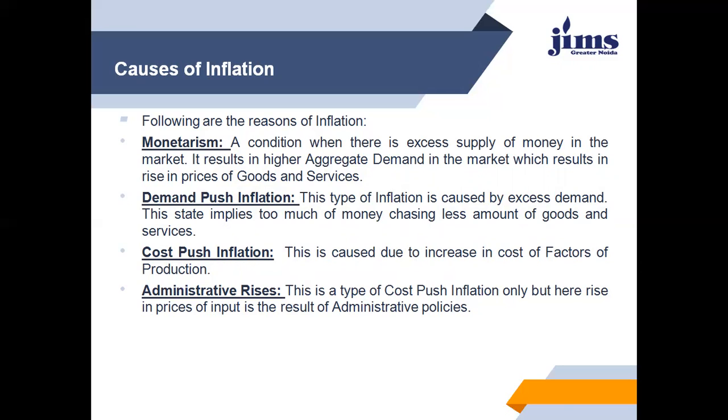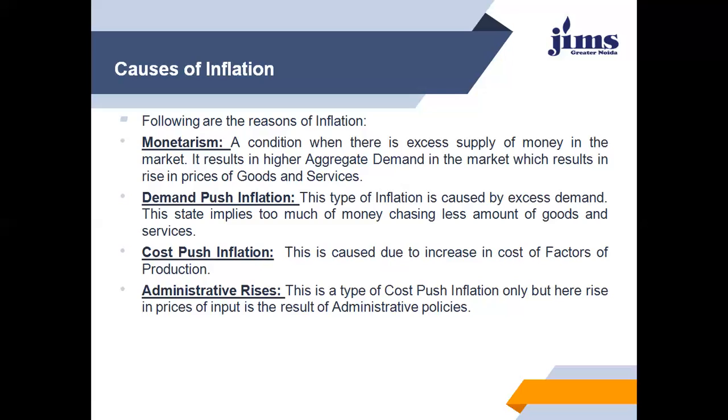Second is demand push inflation, wherein the supply is not as good as the demand. After a certain point, the demand for certain goods and services is increasing and the supply is not there, and what happens? Anybody who has got extra money will buy the product. So basically, we can say that too much money is chasing too few goods and services, and hence the Mangai thing will be seen there.